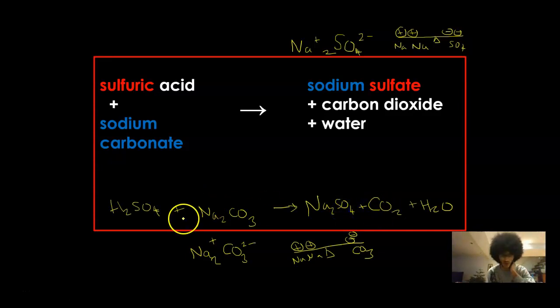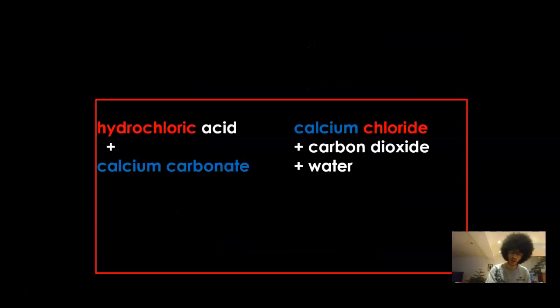And if you look carefully, you'll notice that actually the number of atoms on the left and the right are balanced. I won't go through that now. I'll leave that to you to do, but it is balanced. And then let's do one more example. So here I've got hydrochloric acid plus calcium carbonate. Now, hydrochloric acid is HCl. Again, really, really beneficial for you to remember that.